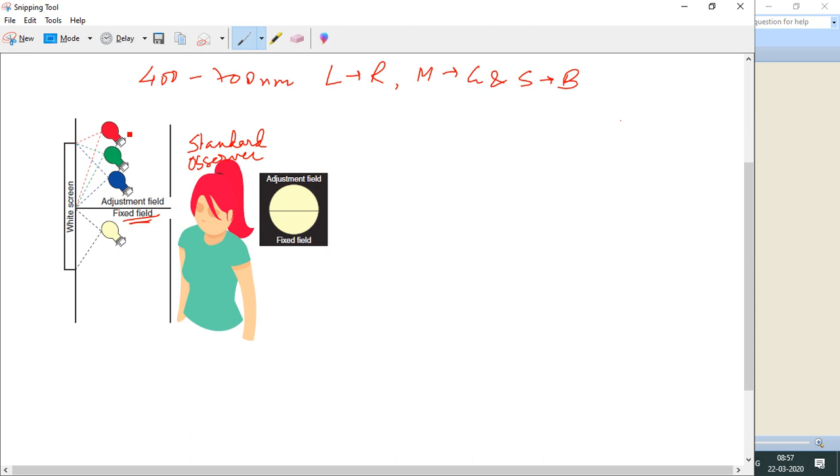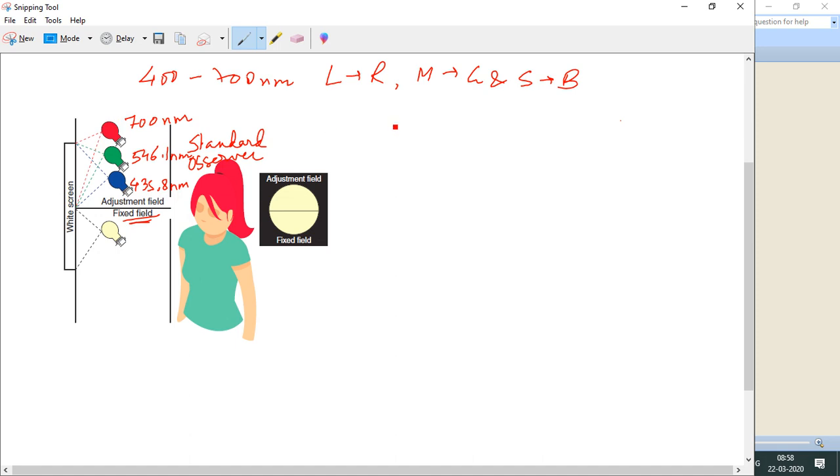For red light they chose a wavelength of 700 nanometers. For green light they chose 546.1 nanometers, and for blue light they chose 435.8 nanometers. The procedure was that the standard observer was asked to match the light made incident on the white screen in the fixed field by adding various proportions of red, green and blue additive lights.